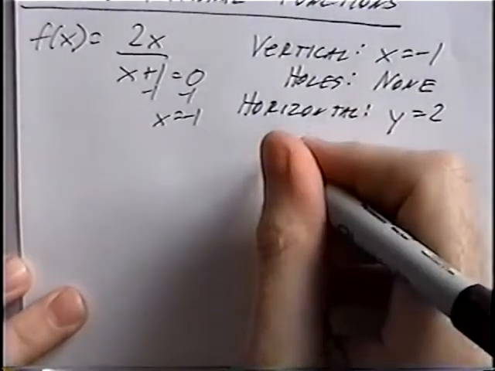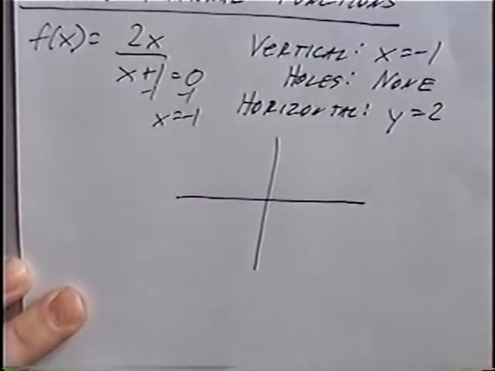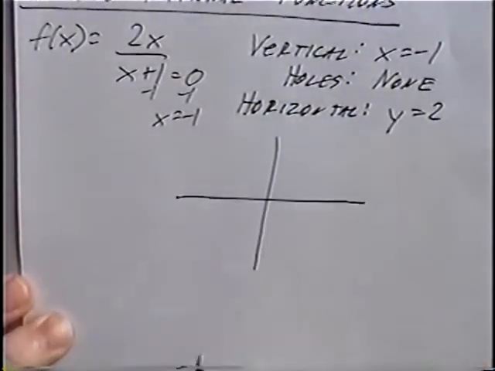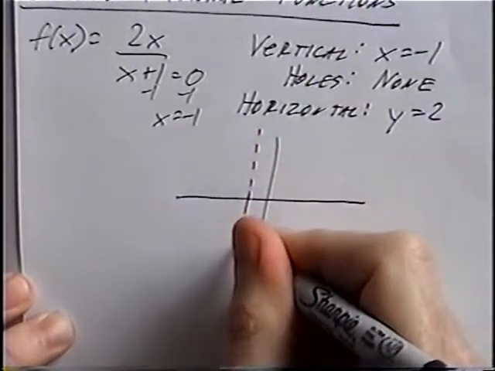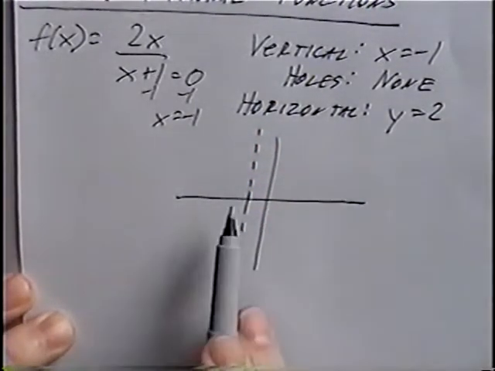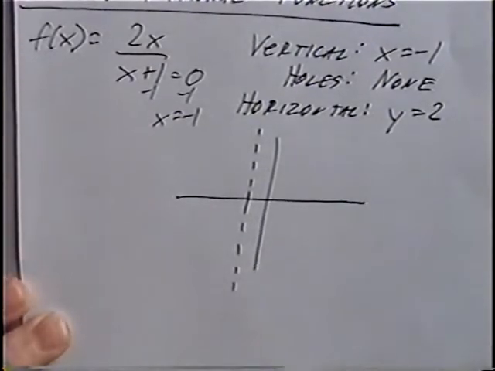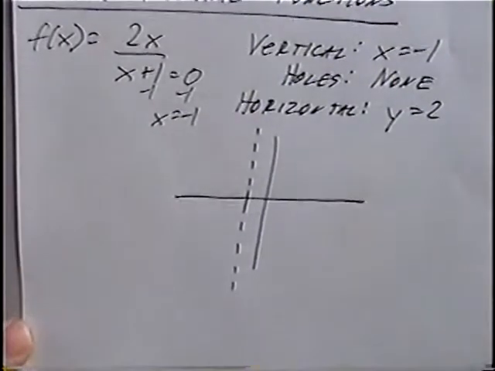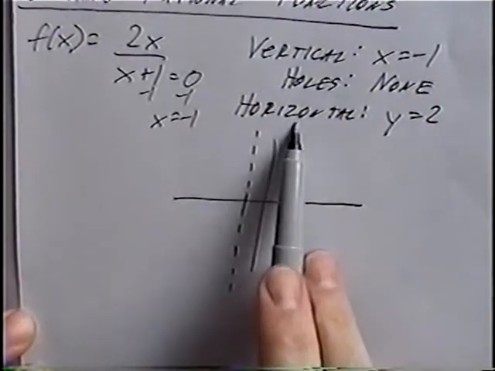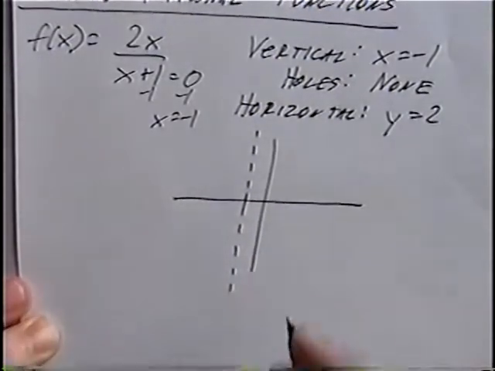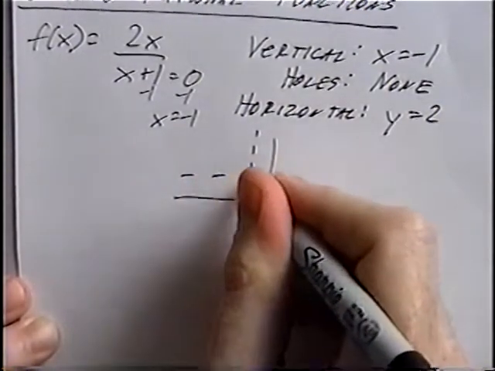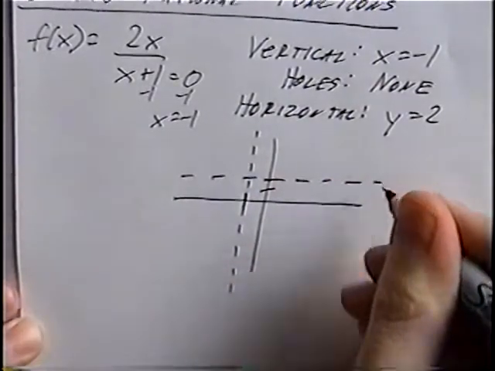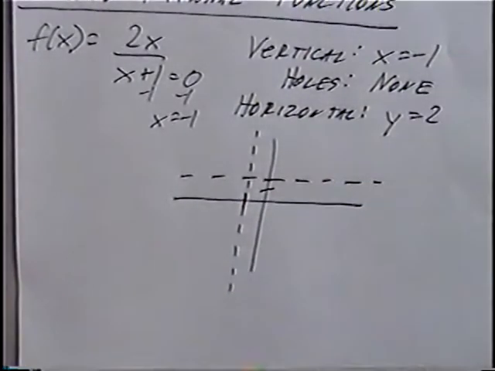Using these, we can start to graph. Draw an xy axis. A vertical asymptote at x equals negative 1. A vertical asymptote will be a straight dashed line that goes through x equals negative 1, and when we graph, the line of the graph cannot go through the vertical asymptote. There are no holes, so we don't have to worry about the holes. Horizontal, the same thing as the vertical, except it's horizontal at y equals 2. And you have a dashed line going across, crossing at y equals 2. Again, the graph cannot cross the horizontal asymptote.